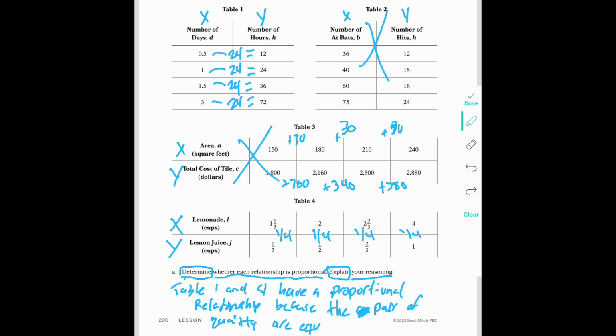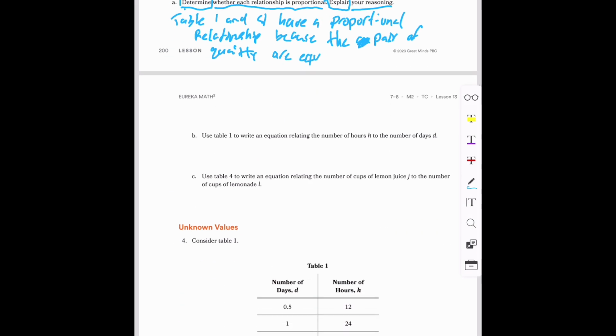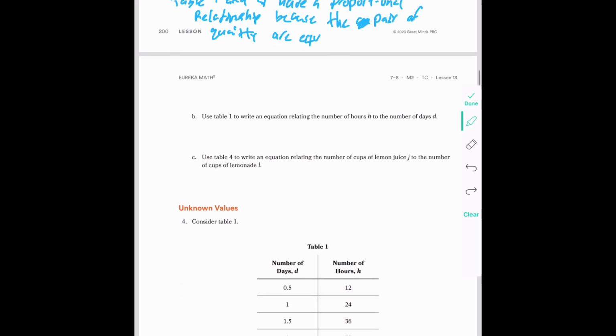And then your second sentence will say that tables 2 and 3 are not proportional because the pairs of quantities are not equivalent, they don't come out to the same number or constant of proportionality. Okay, so that would be what you have to write to correctly answer that question. So let's move on to part B.